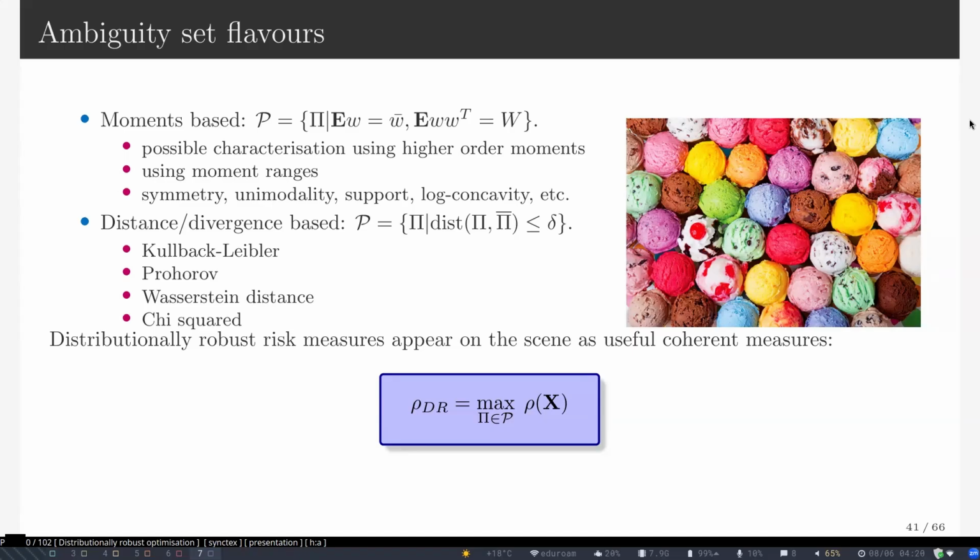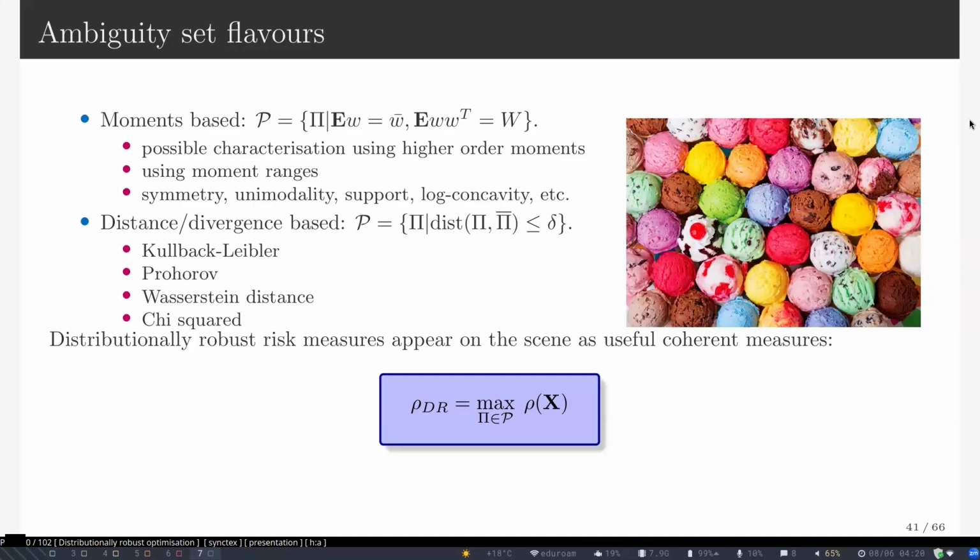Another way is to use a divergence or distance measure. We can use KL, given a reference distribution, all the distributions within its neighborhood. Of course, it's not a real topological neighborhood, but again, you know what I mean. Again, different measures, different things that you can calculate.